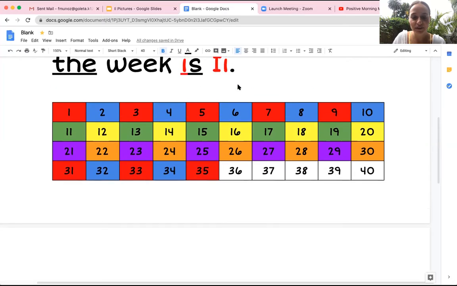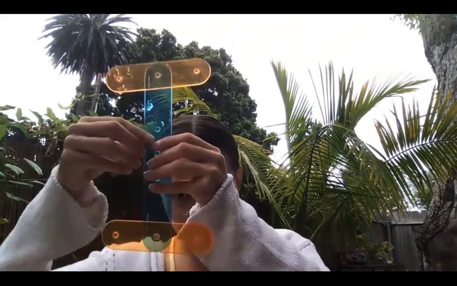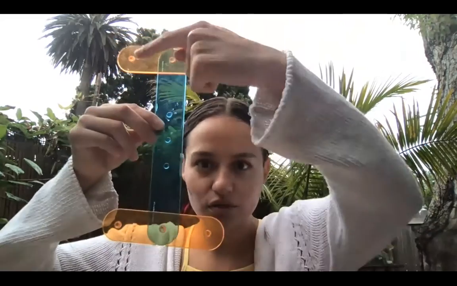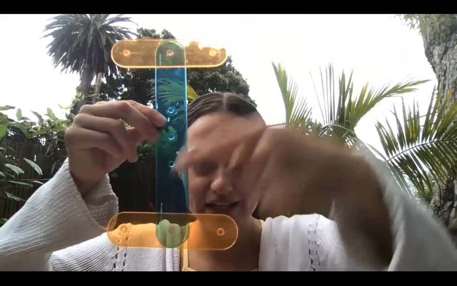Okie doke. Today we're going to learn how to write the letter I. So if you see with our letter writing tools, our capital I is pretty easy to write. We have a small little line, long line, little line. We start with our long line. So this is our first line. 1, 2, 3. So long line, little line, little line.